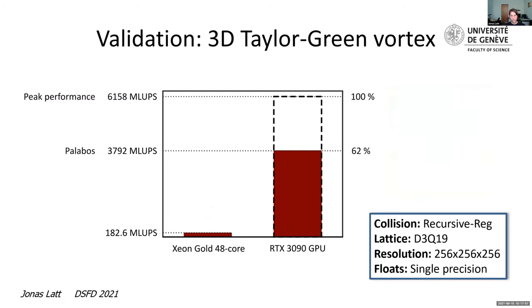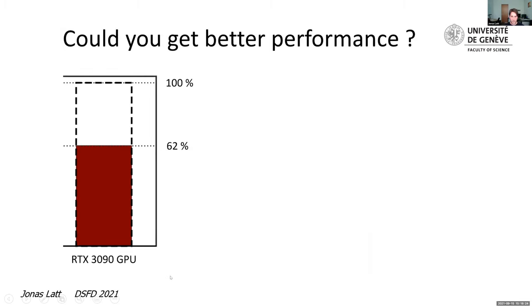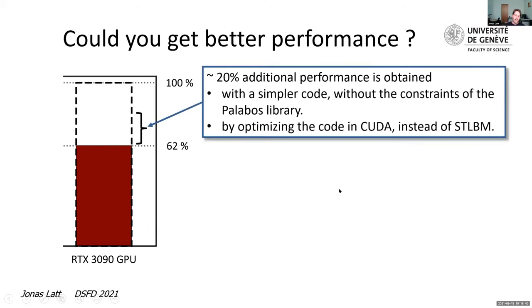On GPUs, we know that the performance for lattice Boltzmann applications is memory bound. So we have a theoretical maximum performance which you reach if you use all of the memory bandwidth. And if you compute that one, you get an optimal performance of 6,150 megalops, which puts Palabos at 60% of the peak performance. It is possible to do better than 60%, but not better than 100%. If I zoom into this picture, this 40% margin between Palabos and the maximum, you can push the performance a bit if you use a simple code, which is not embedded in Palabos, if you use CUDA instead of parallel algorithms and so on. But you can maybe get 20% or so. And this is not a lot.